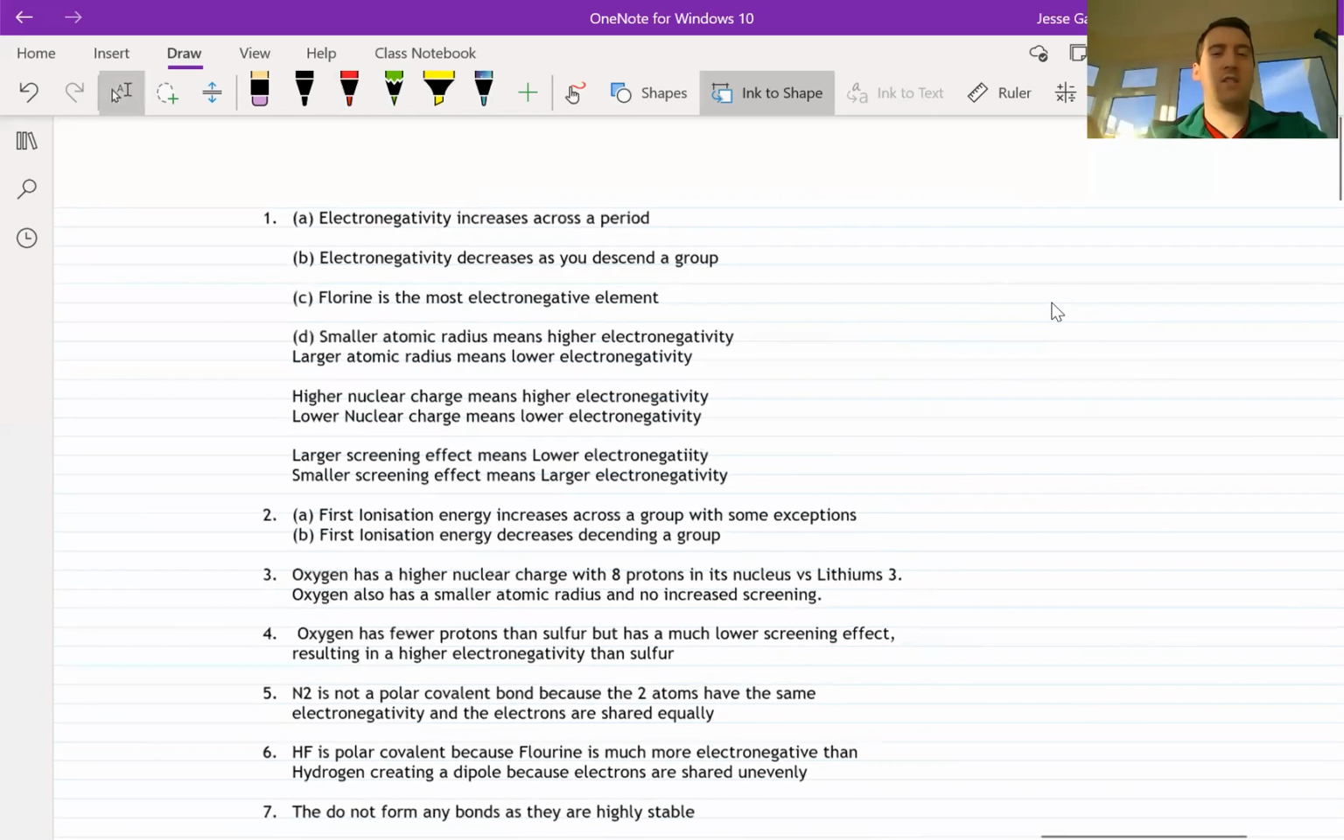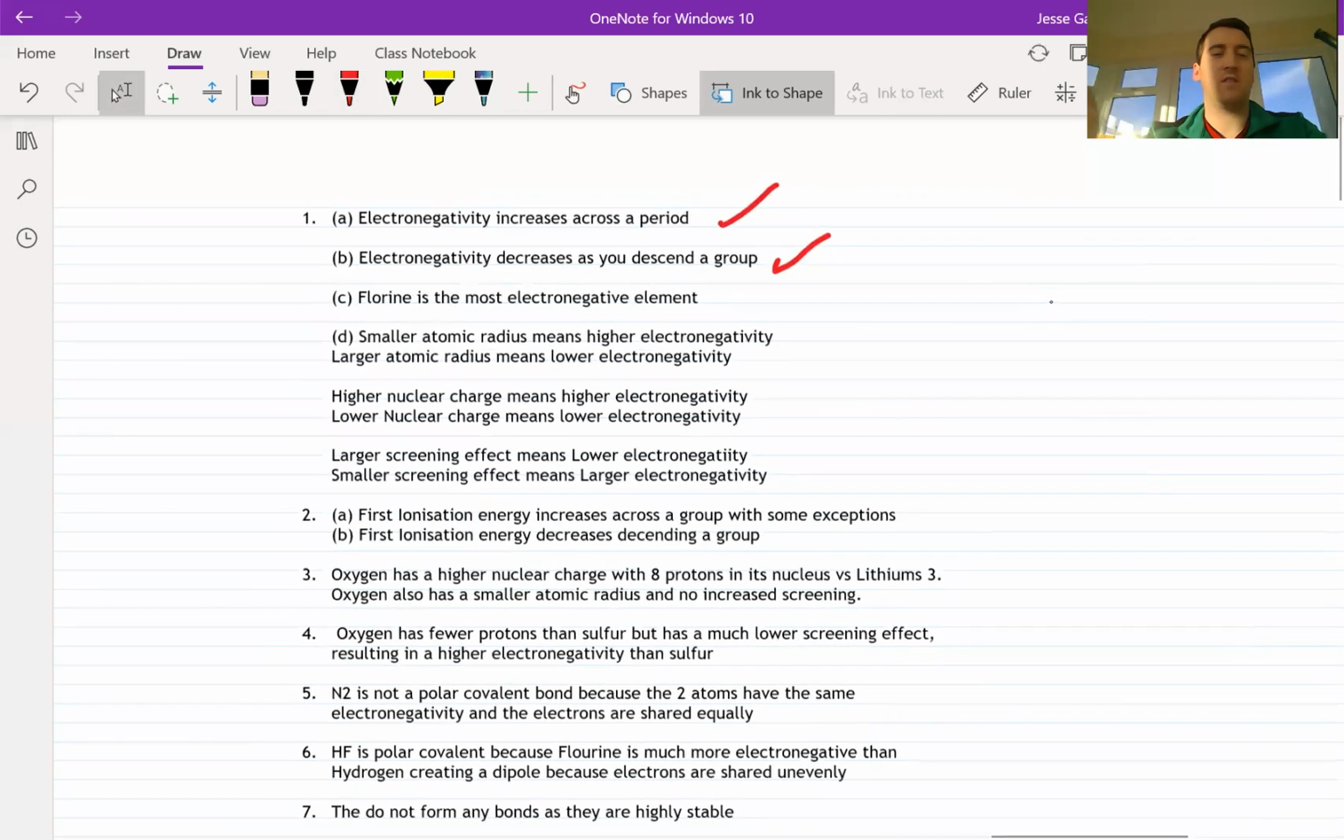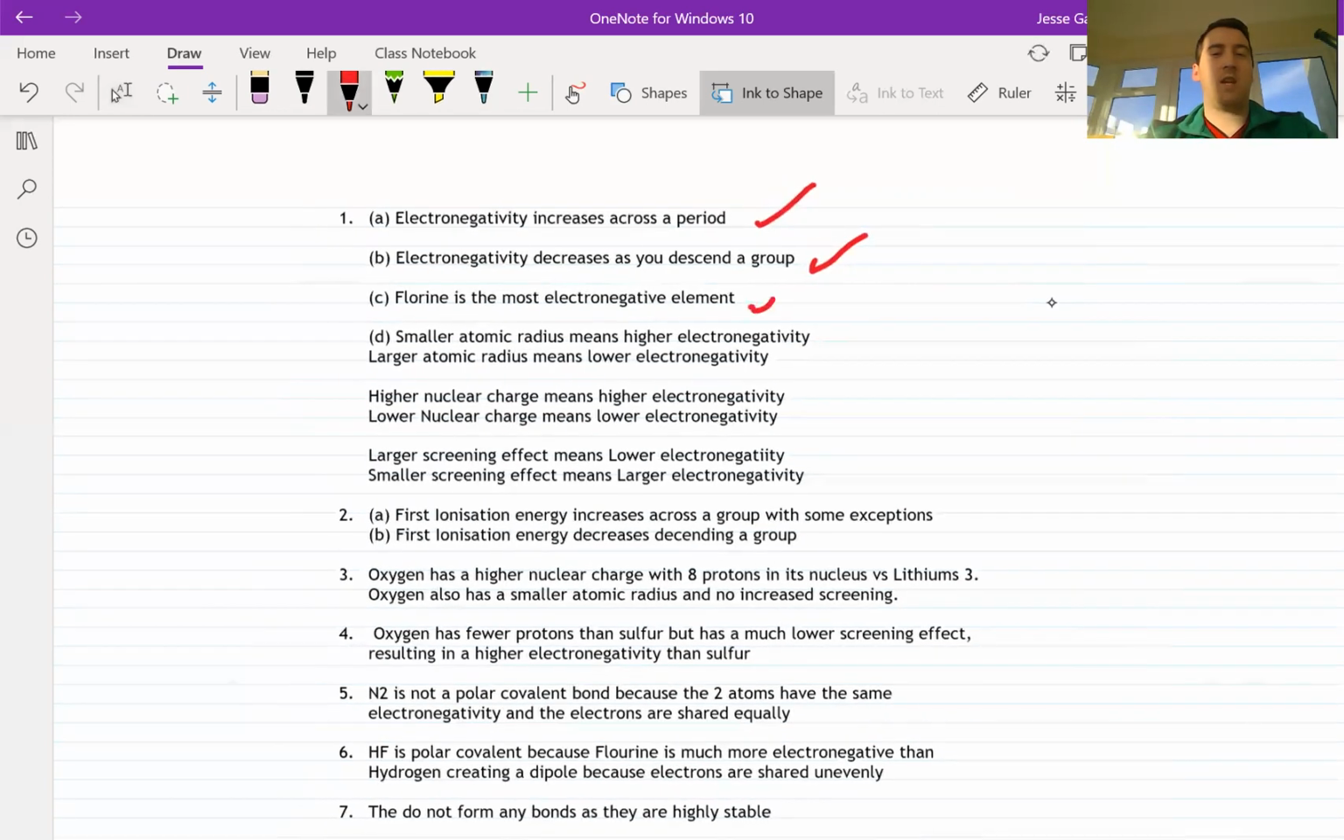Okay, so the general trends: electronegativity increases across a period and decreases down a group. That's describing the general trends. Fluorine is the most electronegative. It's got an electronegativity of 3.98. Some electronegativity tables show it as 4. They just round it to 4, which is okay.